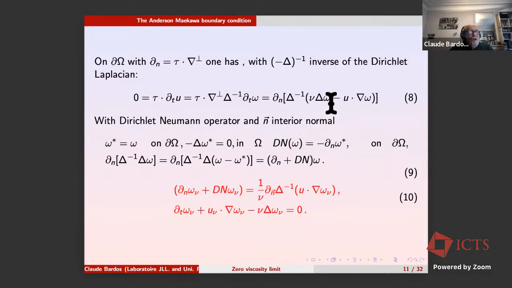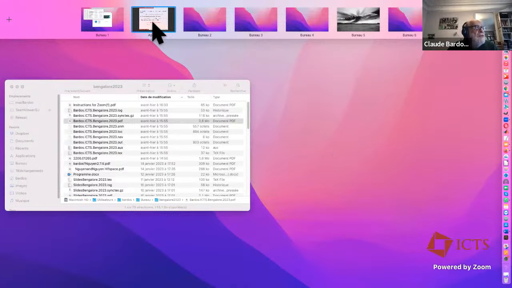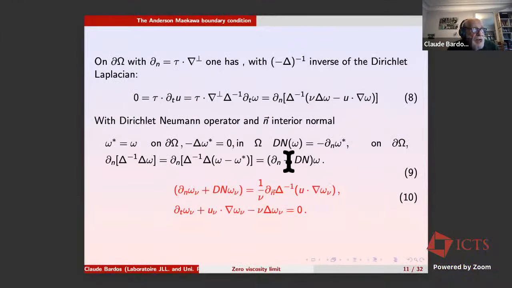So if you subtract omega star here, the Laplacian of omega star 0, you introduce naturally what is called the Dirichlet-Neumann operator, with a change of sign with respect to the mathematical community. So by equation 8, you get the first equation of 10, which gives you a boundary condition for the problem. Well, bingo, you have an equation for the vorticity and an equation for the boundary condition. Very good, that makes our construction.